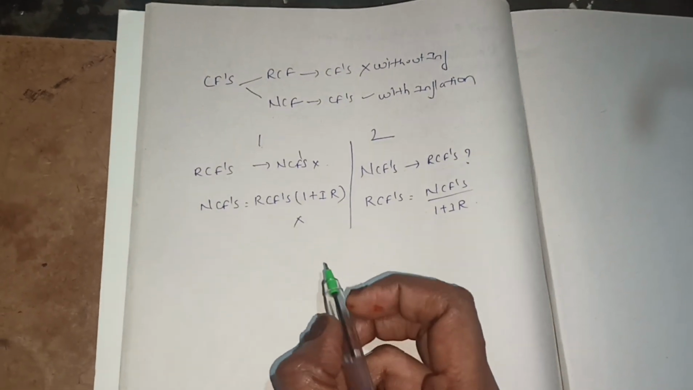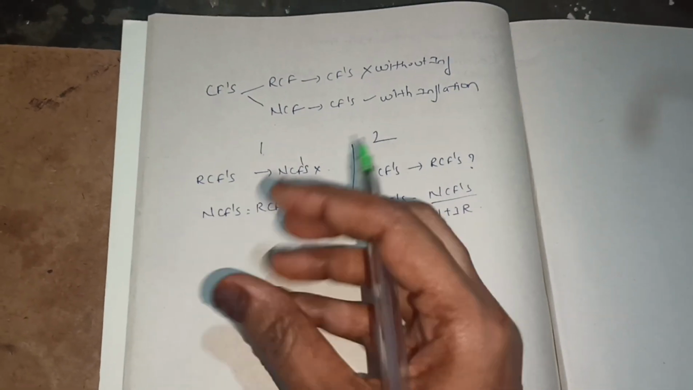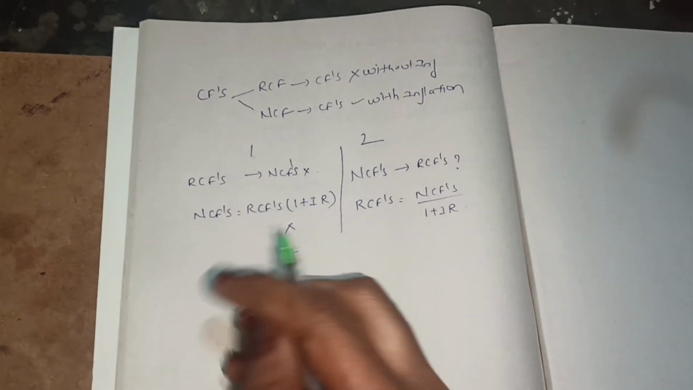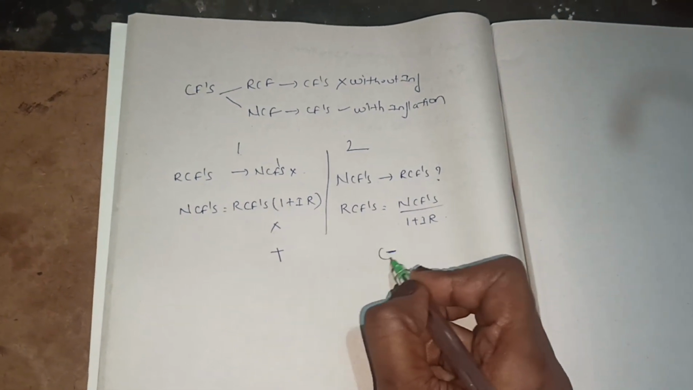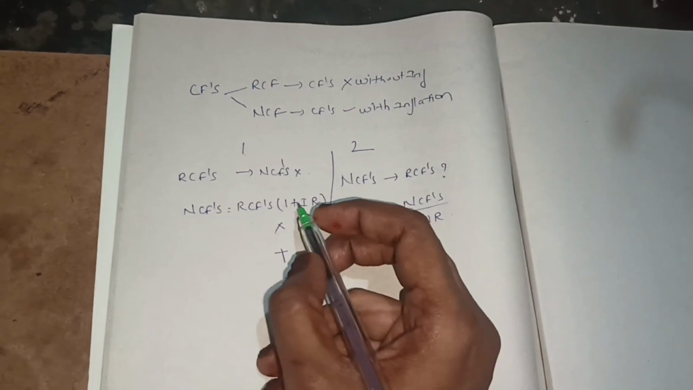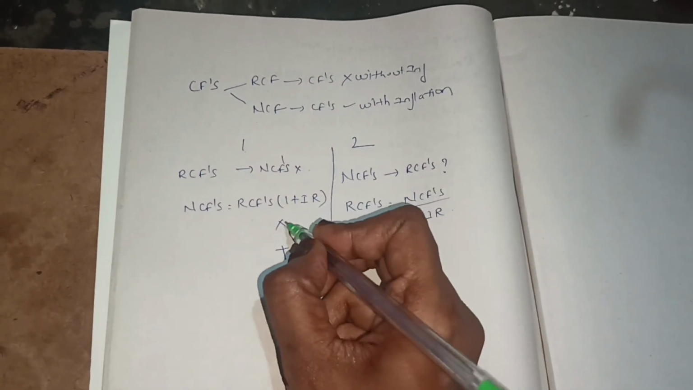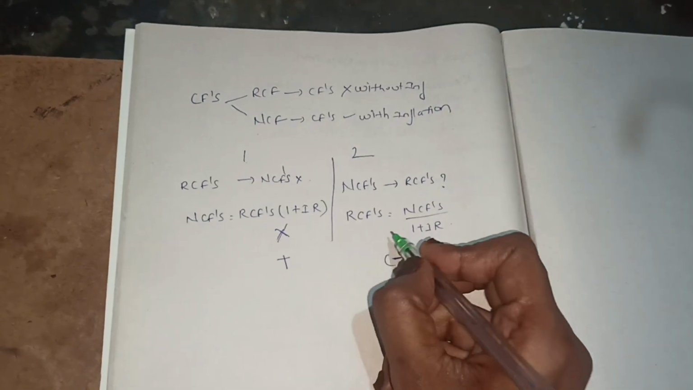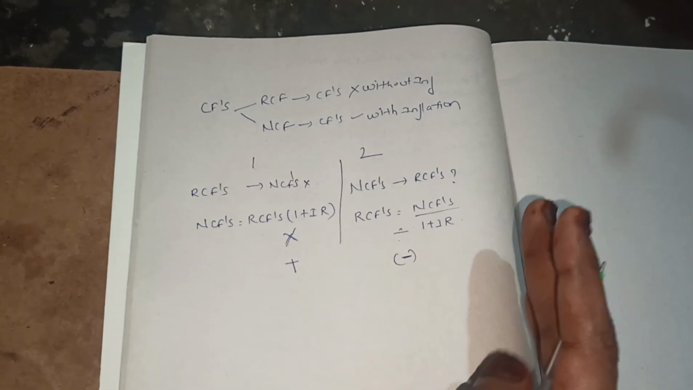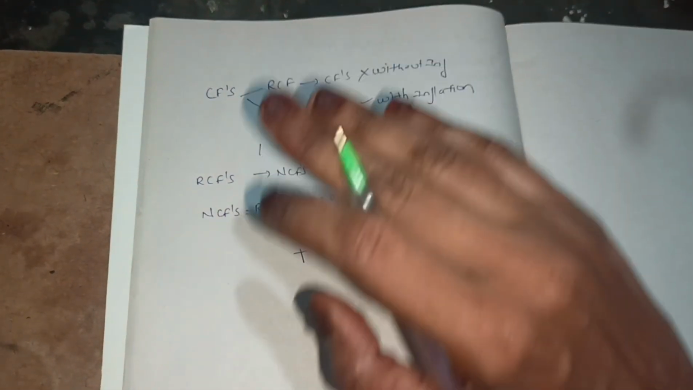Since nursery, we are learning one thing. Whenever you have to include something, you will add. And whenever you have to exclude something, you will deduct. In the same way, whenever you have to include inflation, you will multiply. And whenever you have to exclude inflation, you will just divide. So this is about yesterday's topic.